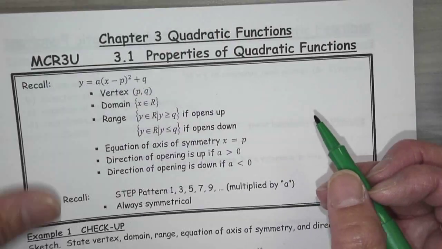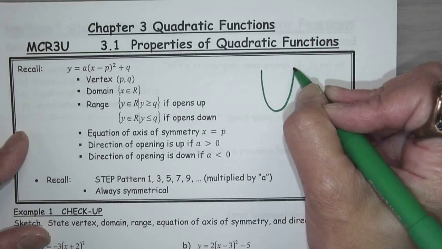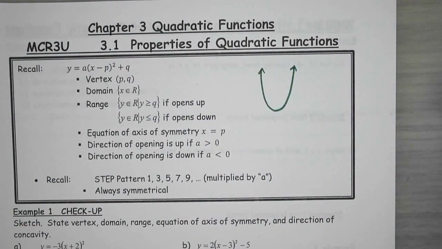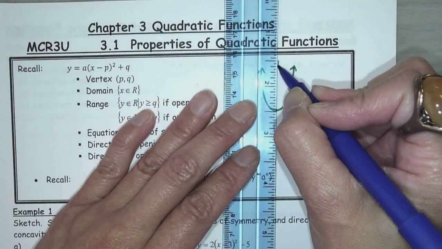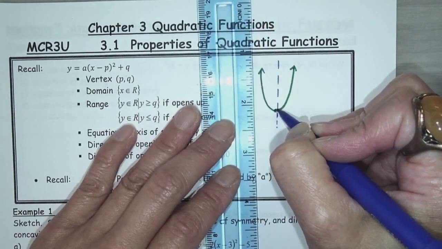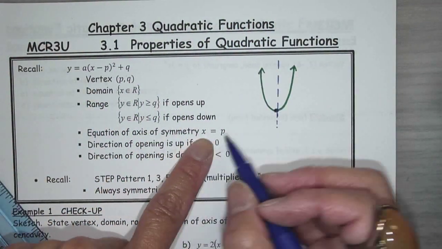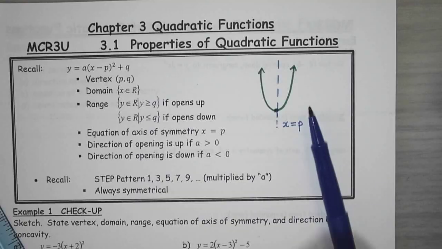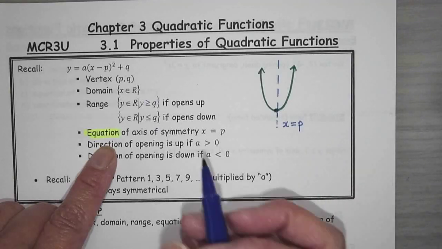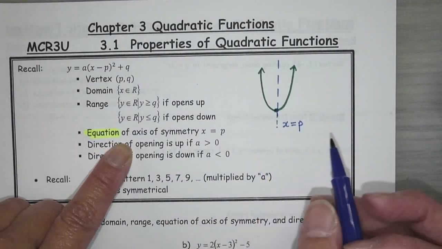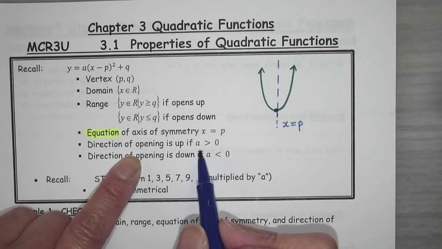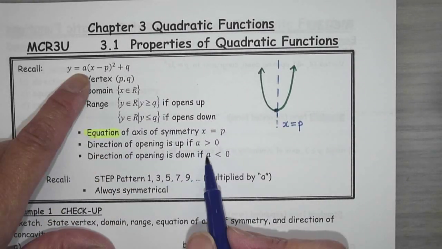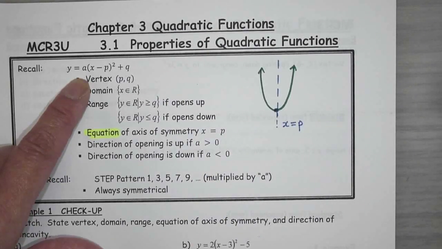The equation of the axis of symmetry was always going to be halfway, so at the vertex here. So this is the axis of symmetry. And that one was always given as an equation, so just remember, I'm going to highlight that word: equation of the axis of symmetry. It should always be in equation form, not just 2 or 3. So x equals whatever that number is. If A is positive, so if the number in front is positive, it opens up. If it's negative, it opens down. We know all that stuff.